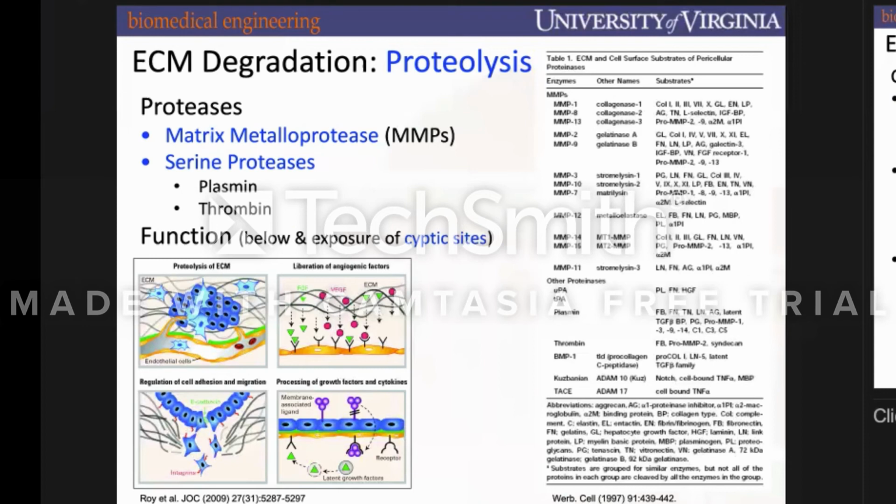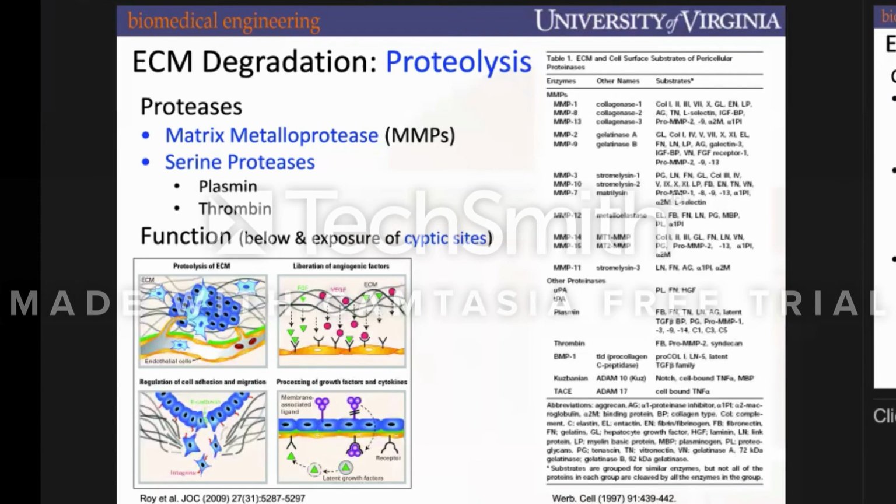But for what you need to know here, matrix proteases are specific to the matrix. Plasmin and thrombin are specific to the fibrin clot during clotting. And so what they'll do is they'll oftentimes break down the matrix. So looking at the figure to the bottom left, you'll get matrix metalloproteases that will break apart the existing matrix. It'll expose the hidden growth factors that are within the ECM, and it'll expose cryptic sites.